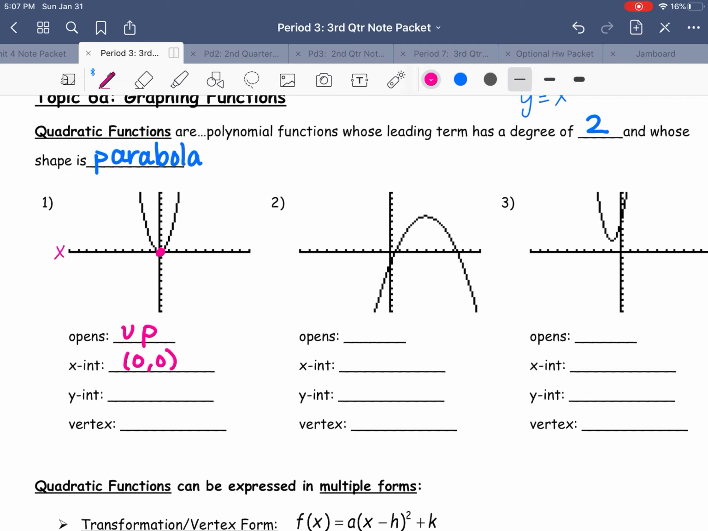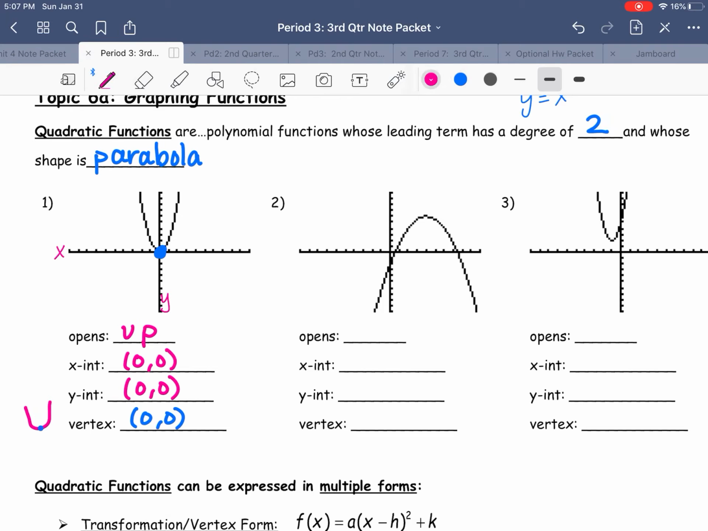My y-intercept, this is my y-axis. And again, it's just touching at the origin. So my y-intercept would also be (0, 0). The vertex in an upward-facing parabola is always the lowest point right here. That would be your vertex. So on problem number 1, right here, would be my vertex, and that would also be (0, 0).